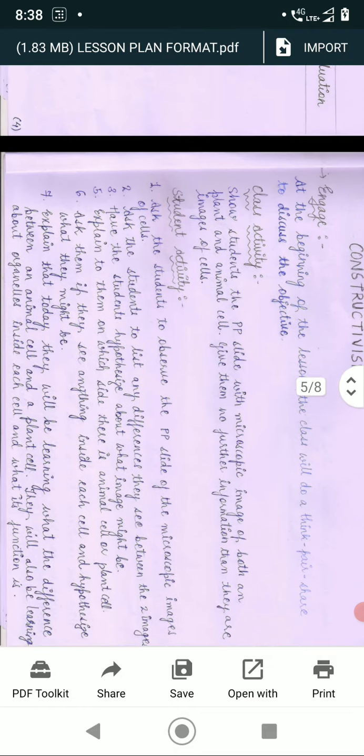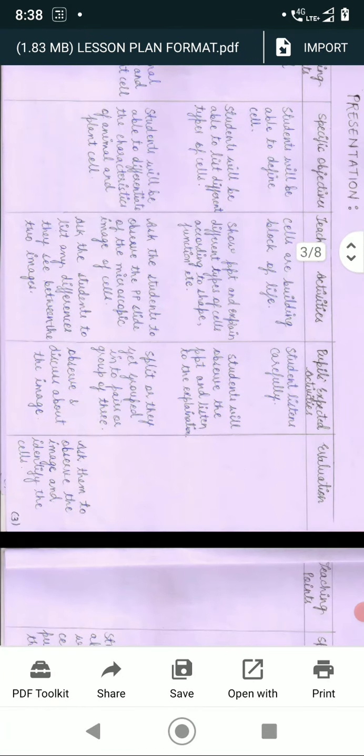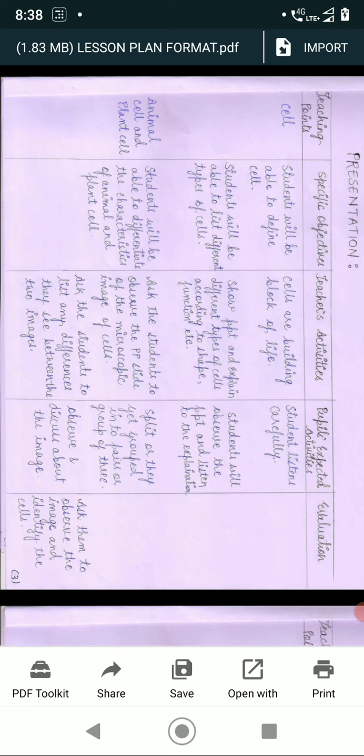When we have to present it or we have to write it, we can write in this form in which we can include teaching points, specific objectives, teacher's activity, pupils' expected activities and evaluation. You can observe how differently it is written. Cell, animal cell and plant cell. Here for the specific objective we have to write like students will be able to define cell. Will be able to is very important because we are specifying it. We are putting this specific goal of the teacher's activity at every point.